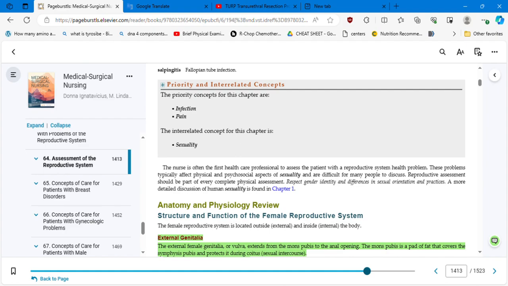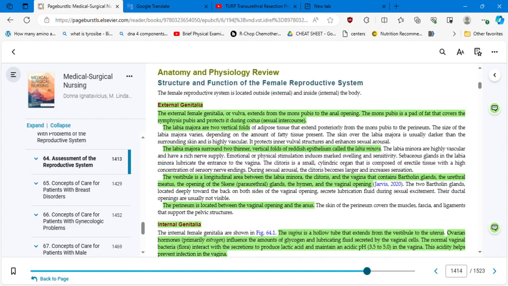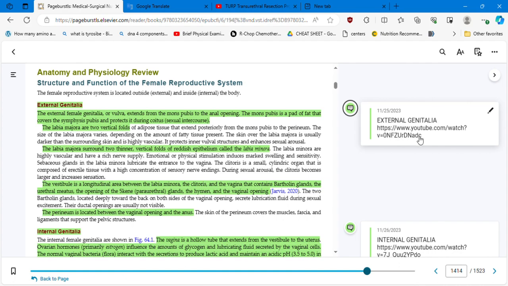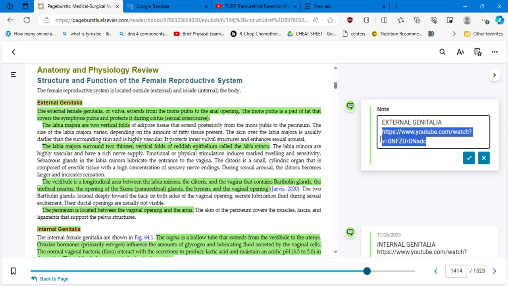Okay, so let's start. The priority concepts of this chapter are infection, pain, and sexuality. Anatomy and physiology review of the reproductive system. So we are going to see a video right now. We are going to watch a video of the external genitalia. Let's go.